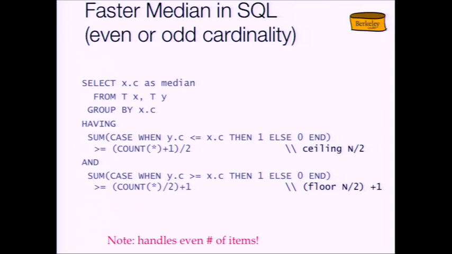And I'm going to let you guys go through this yourself because I had to a little bit. But the bottom line is you can think about this as being the ceiling of the cardinality of T divided by 2, and then this one here is the floor of n divided by 2 plus 1. And what you'll see is that for relations that have odd cardinalities, these two values are the same. And for relations that have even cardinality, this one is one bigger than that.